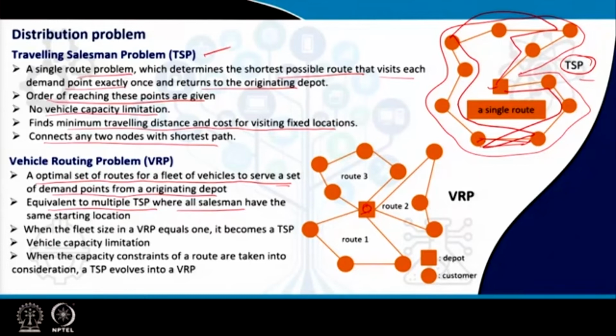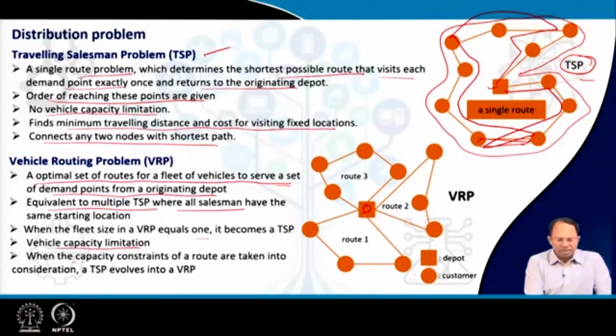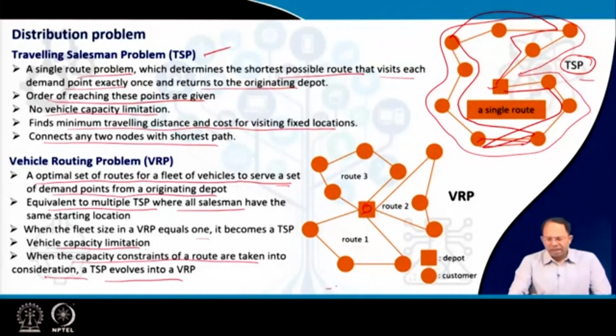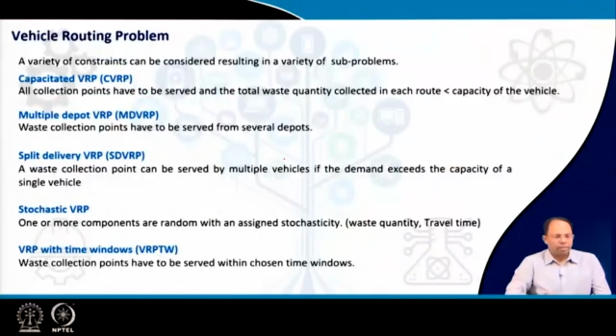When the fleet size in a VRP equals 1, it becomes a TSP. And vehicle capacity limitation is also there. That is why when the capacity constraints of a route are taken into consideration, a TSP evolves into a VRP. Anyway, we are not doing detailed estimates or calculations on how to solve all this, but at least you should have an idea that these kinds of problems could be solved via these kinds of algorithms.